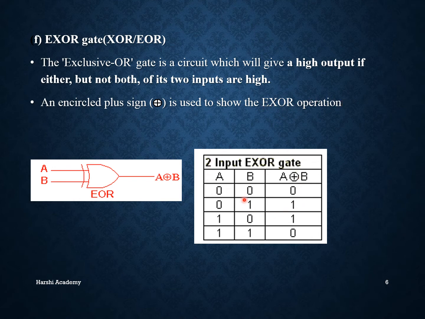This is the truth table for XOR gate. When both inputs are 0, then output is 0. Both inputs are 1, then output is 0. Otherwise, output is high. Output is 1. This is the symbol for XOR gate. We represent output of XOR gate as this: A, then an encircled plus sign, then B.